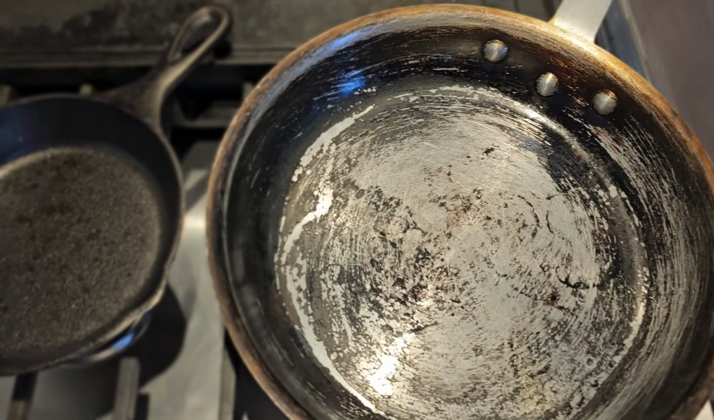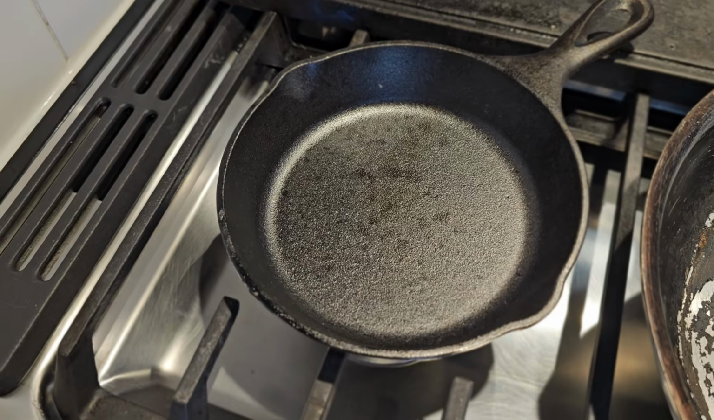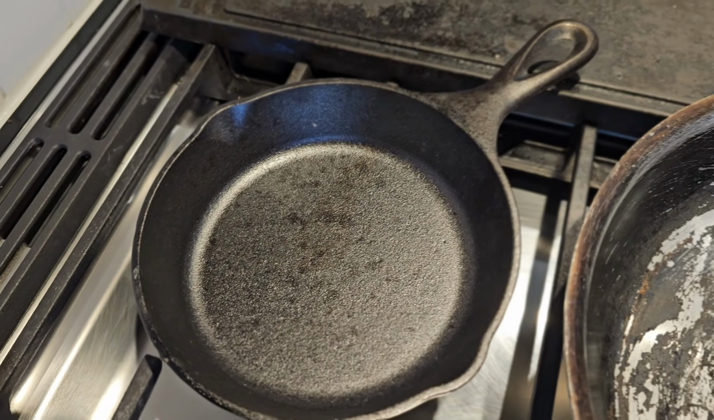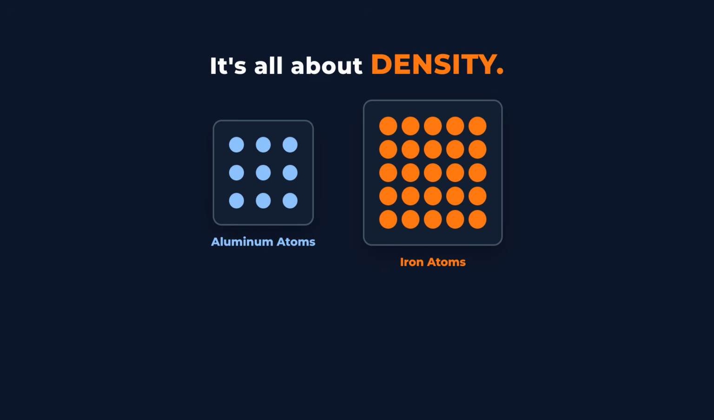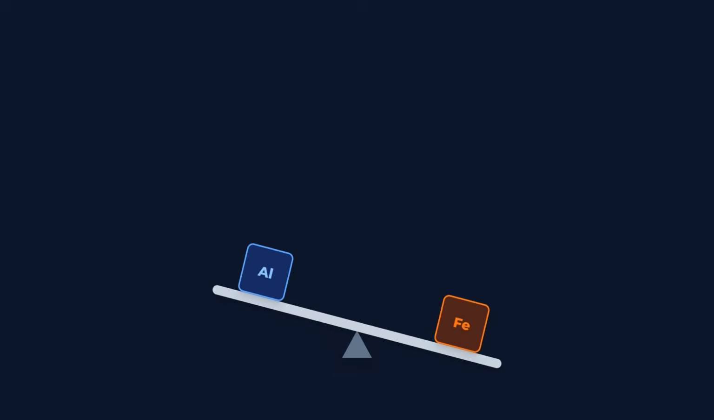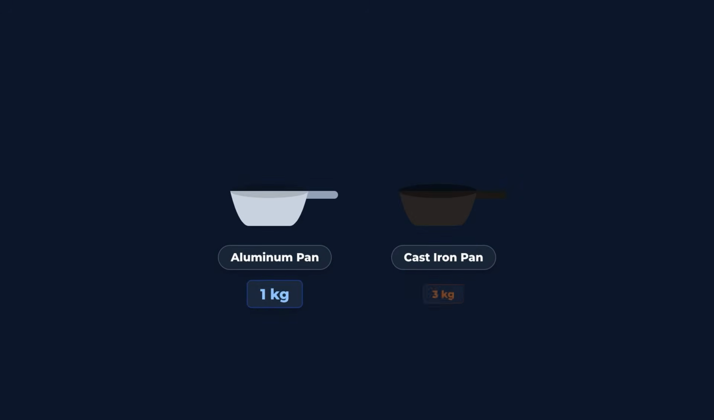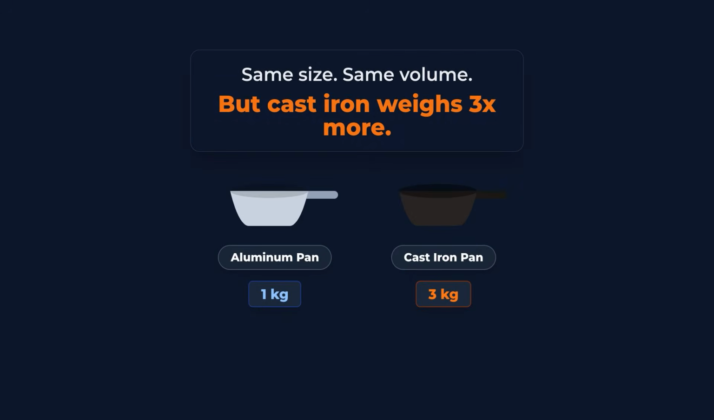But if this is the case, then why in reality do cast iron pans hold on to more energy and give our food a better sear? Well, it's because of density. Iron atoms are much heavier than aluminum atoms. Therefore, cast iron pans are way heavier than aluminum pans of the same size, at least double the weight. And remember, in our specific heat equation, mass has a big impact on how much energy the material can hold.